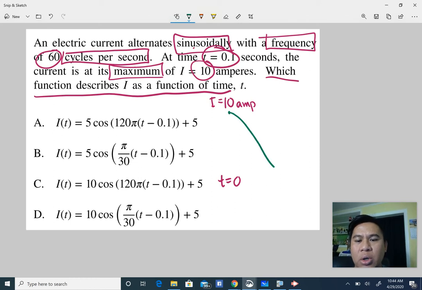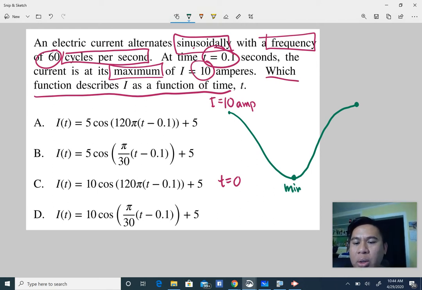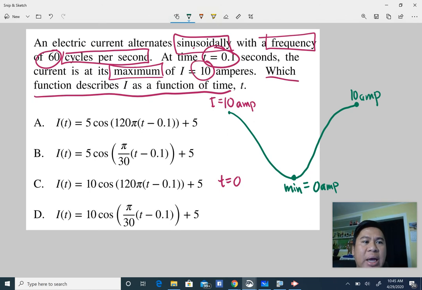Then it's going to go down to its minimum and go back up again, which means that at the minimum point, that will be 0 amperes. After the minimum, it will go back to 10 amperes once again after one cycle.